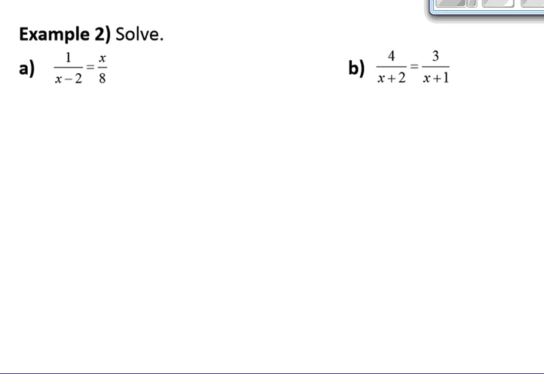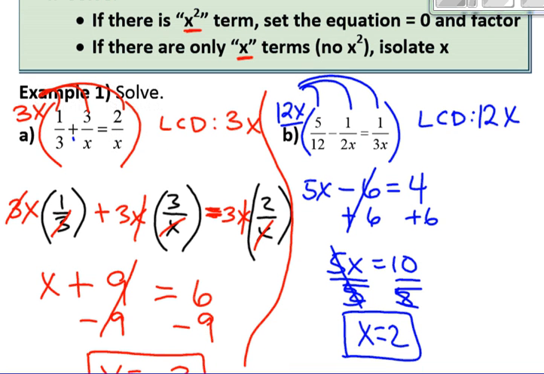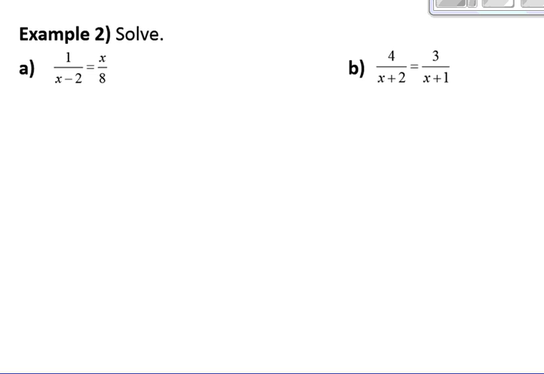Okay, now for example 2. In example 2, we have rational equations, but notice that there's no adding or subtracting. When we look at example 1, you see that I have 1/3 plus 3 over x. In B, I had 5/12 minus 1 over 2x. So I had to multiply through by the LCD. However, if you look at example 2, A and B, those are not adding or subtracting rational expressions.